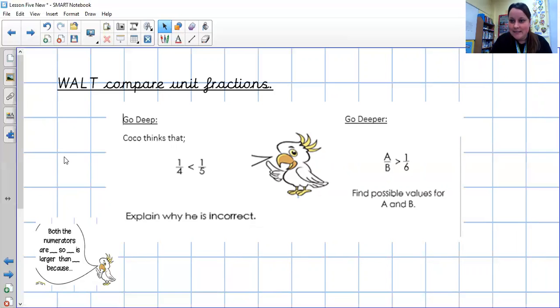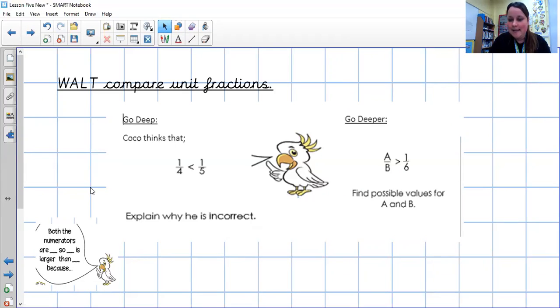So today your Go Deep is Coco, and Coco thinks that 1/4 is less than 1/5. So 1/5 is greater than 1/4. Can you explain why he is incorrect? So I would suggest that you do it first, that you draw out 1/4 and 1/5 and compare those 2 unit fractions.